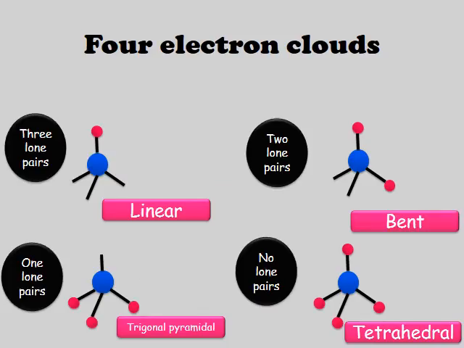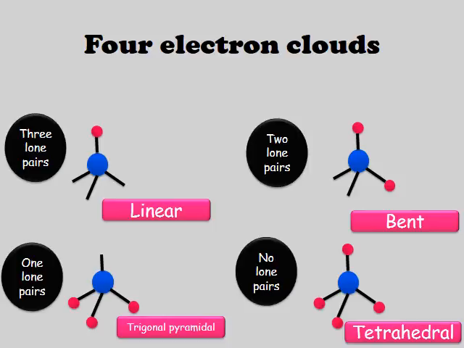Here we go. If you have four electron clouds, then there are even more possibilities. If there are three lone pairs, then it will be known as linear, because the electron clouds are all trying to reduce the amount of interaction they have. If you have two lone pairs, it will be bent. If you have one lone pair, it will be trigonal pyramidal. And for no lone pairs, for example methane, it will be known as tetrahedral.